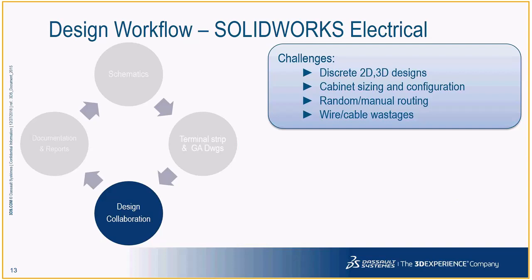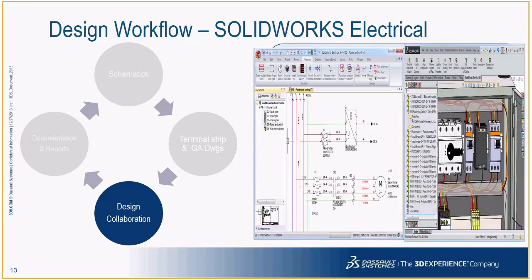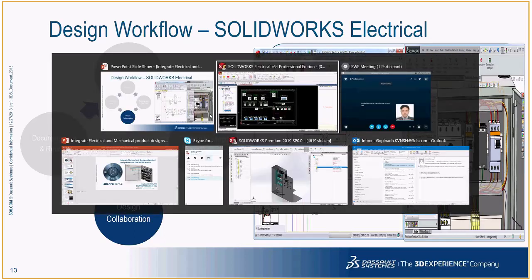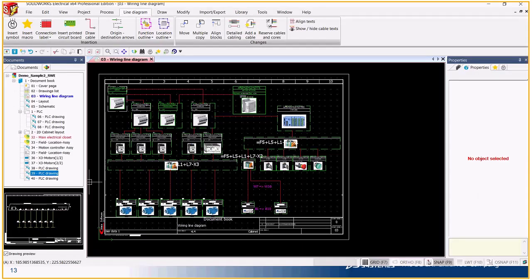Routing. When we are doing routing, it has always been manual routing. It is just laying down the cables or wires from one point to the other point. It's always been manual. There is no automated routing. And the wire and cabling wastages are more here. Let me quickly take you through the SOLIDWORKS Electrical demonstration.